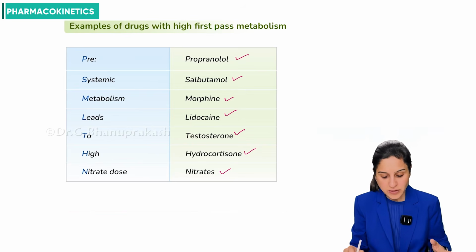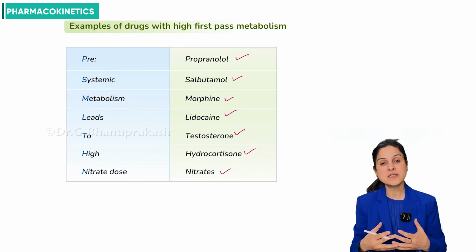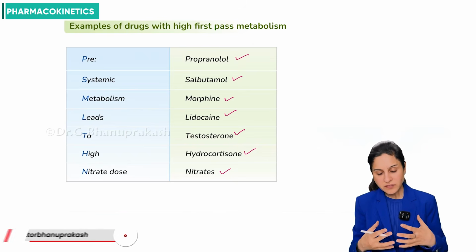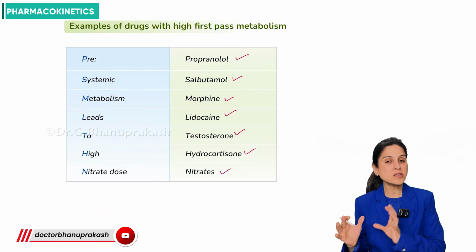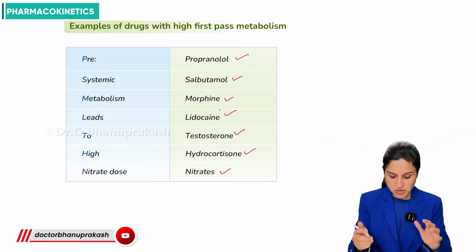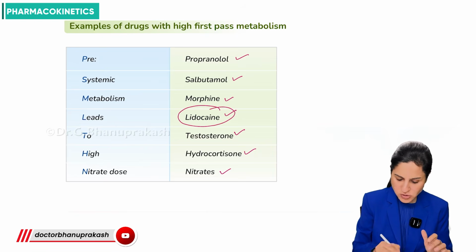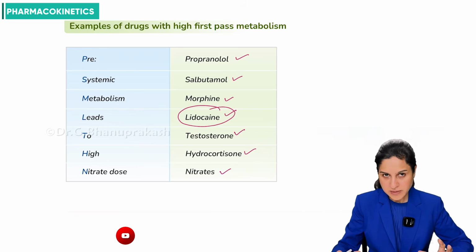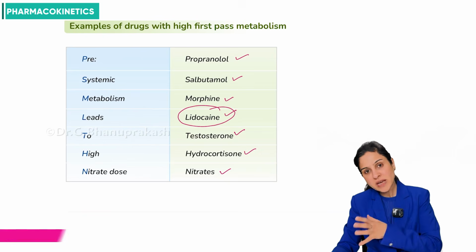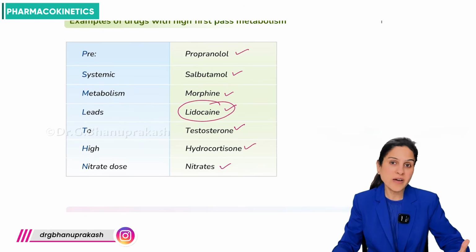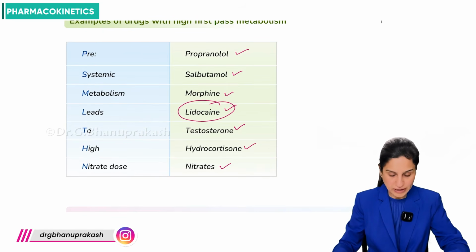So, what happens when we have drugs which have high first pass metabolism? Either we have to give a very large dose of the drug or we have to change the route of administration. Just as we do with lidocaine, because it has such extensive first pass metabolism that it is impossible to give it by the oral route. So, we have changed the route of drug administration for lidocaine.